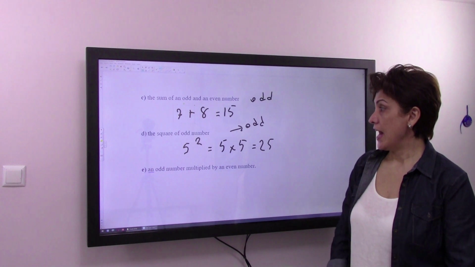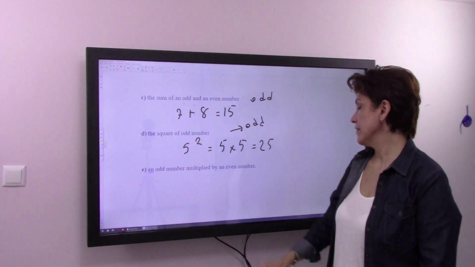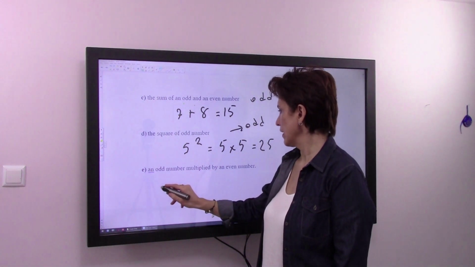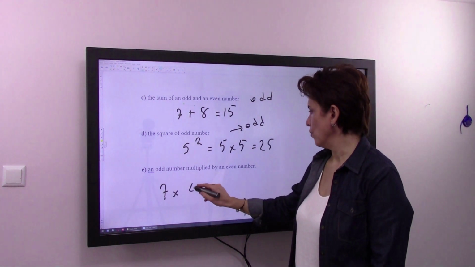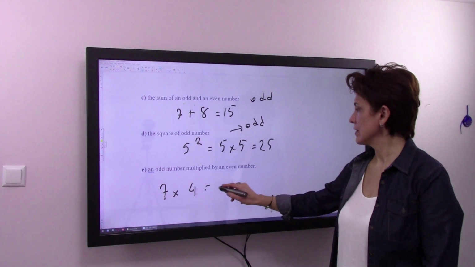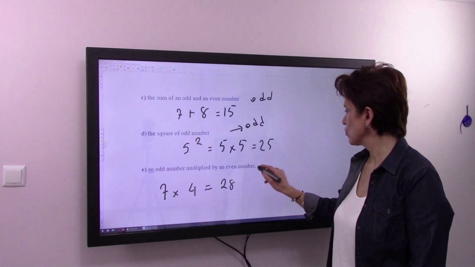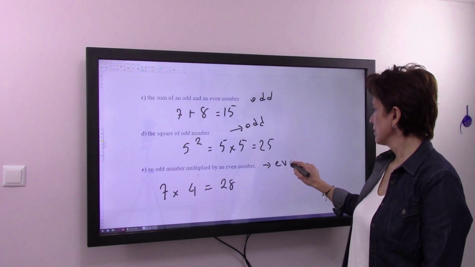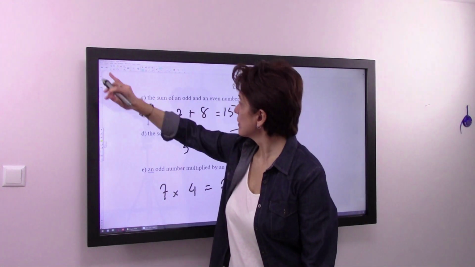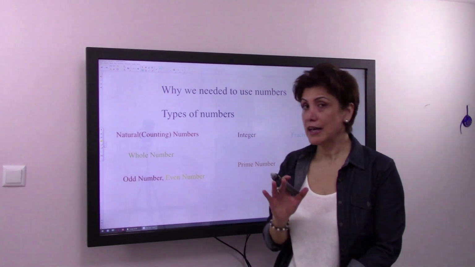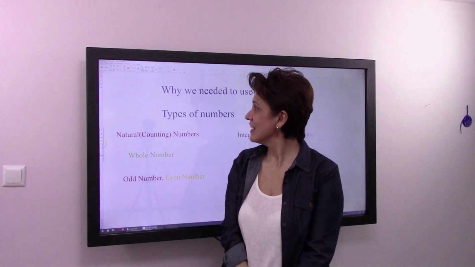An odd number multiplied by an even number. Okay, odd number 7, multiplied by even 4. 7 times 4, which is 28. 28 is even, so result is even. Got it? I hope. How do you feel? It's not hard. Okay, we came to the end of the first lesson.